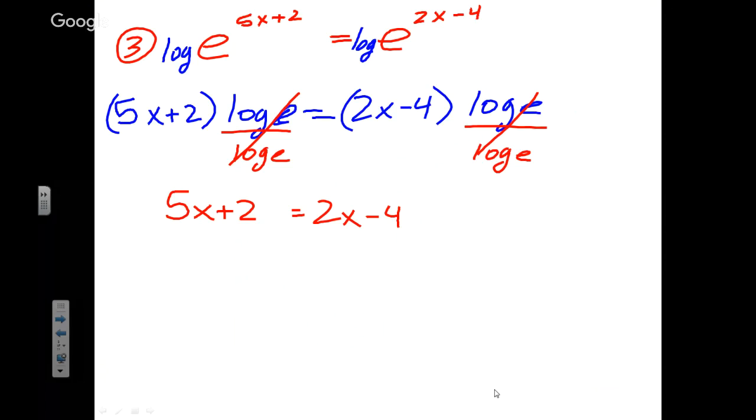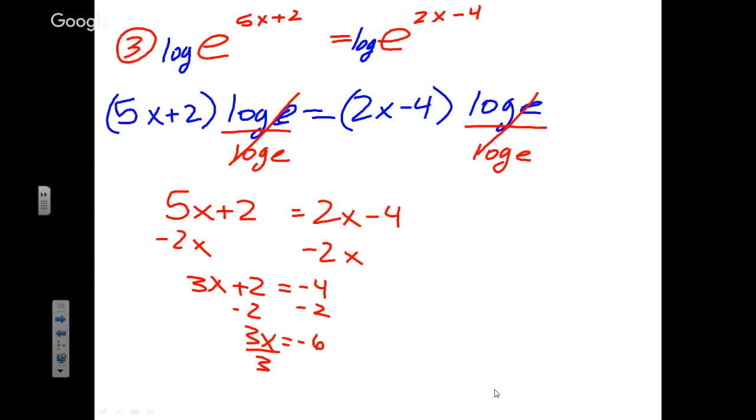I'm going to subtract 2x from both sides. We get 3x plus 2 equals negative 4. I'm going to subtract 2. 3x equals negative 6. Divide by 3. X equals negative 2.